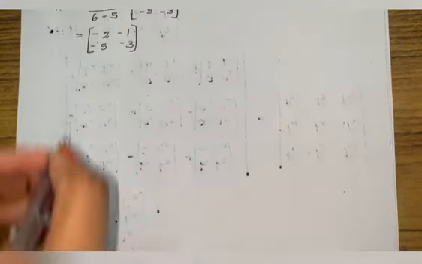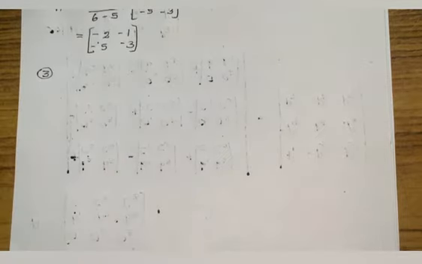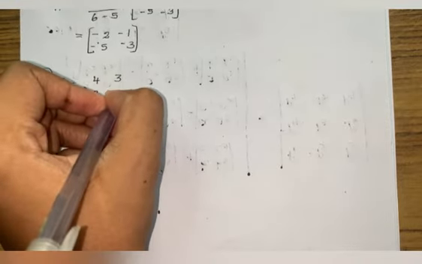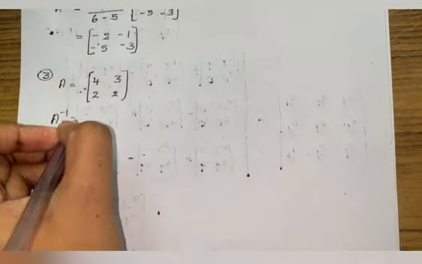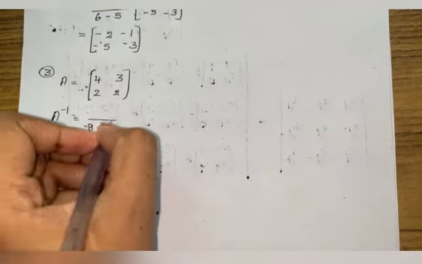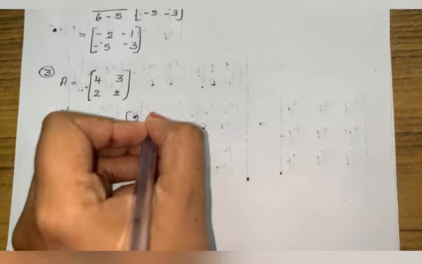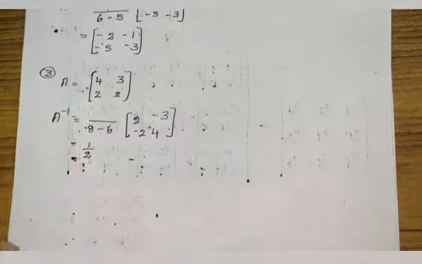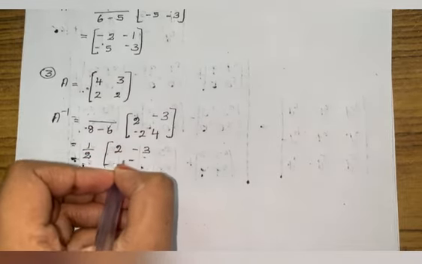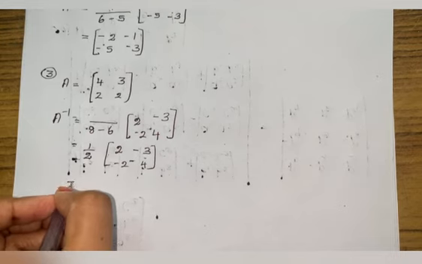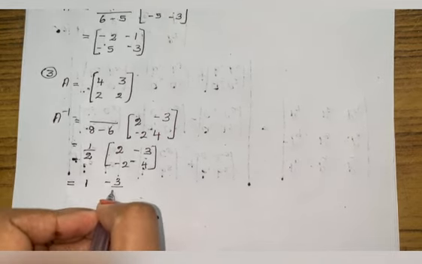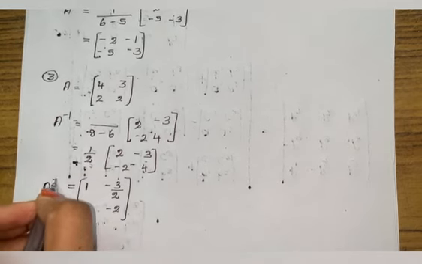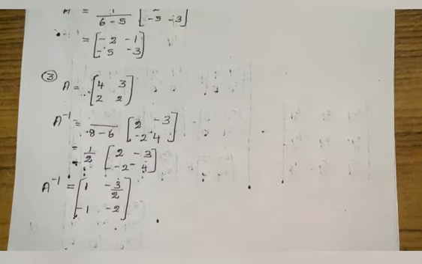Okay, so question number 3. A is equal to 4, 3, 2 and 2. So A inverse is 4 into 2 is 8 minus 6, and 2 and 4, minus 3 and minus 2. So 8 minus 6 is 2. So half of 2, minus 3, minus 2 and 4. So I'm going to multiply that. Half into 2 is 1, minus 3 by 2, minus 1 and minus 2. This is the inverse of this matrix.